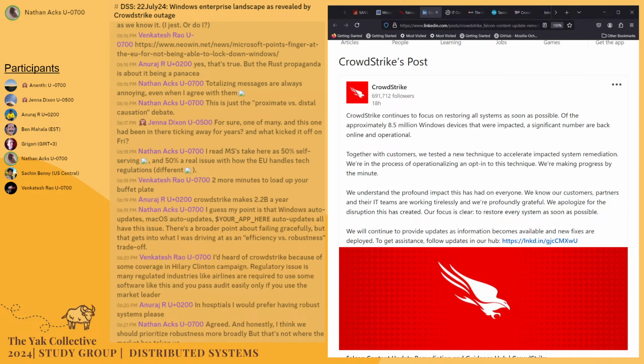That driver, when it read that bad configuration file, it crashed. And because it was in the kernel, the heart of the machine, it crashing took down the whole system, and you get a blue screen.